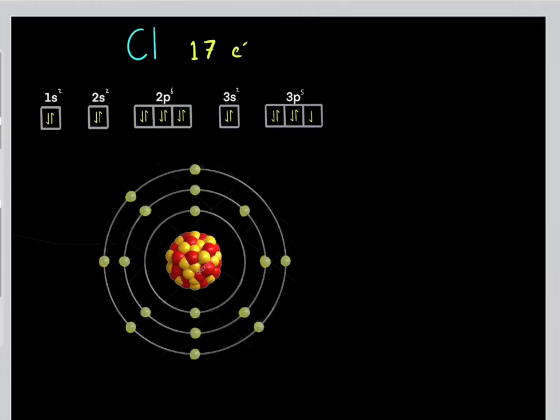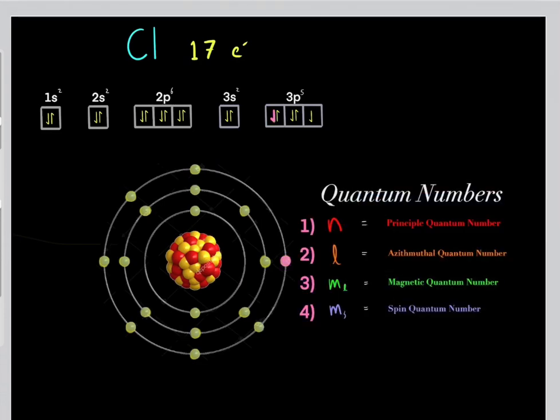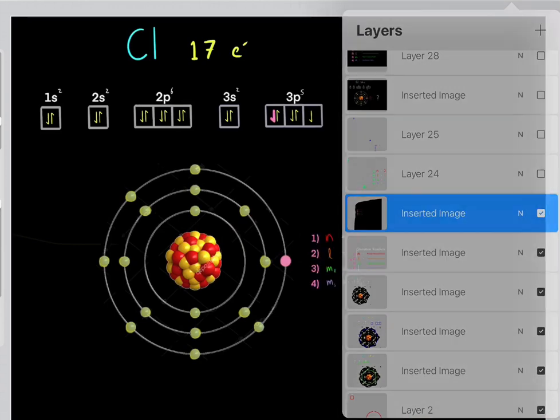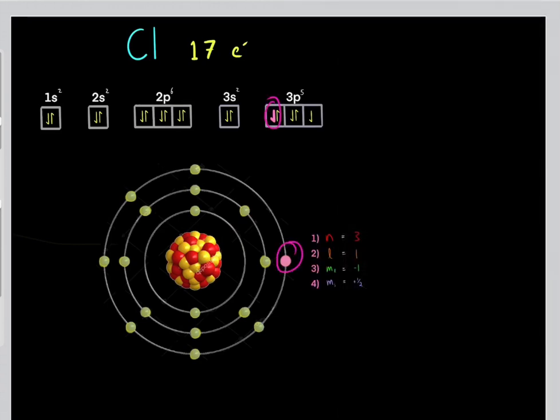However, something important to realize is each of these electrons can be characterized by a set of 4 quantum numbers. And these 4 quantum numbers are the principal quantum number, the azimuthal quantum number, the magnetic quantum number, and the spin quantum number. For example, this particular electron in this particular orbital can be characterized by these 4 quantum numbers. For example, this particular electron would have a principal quantum number of 3, an azimuthal quantum number of 1, a magnetic quantum number of -1, and a spin quantum number of +1/2.